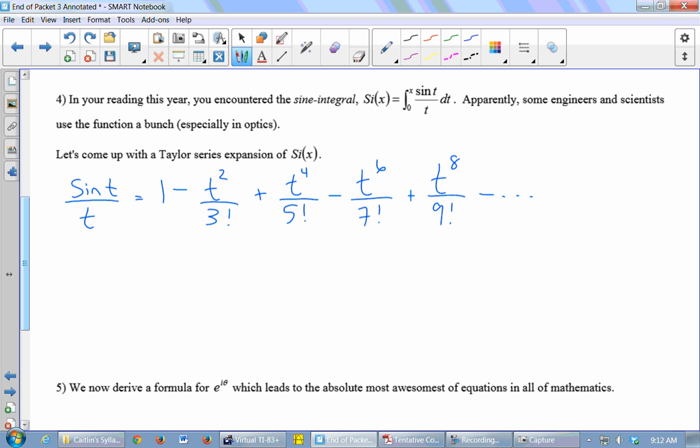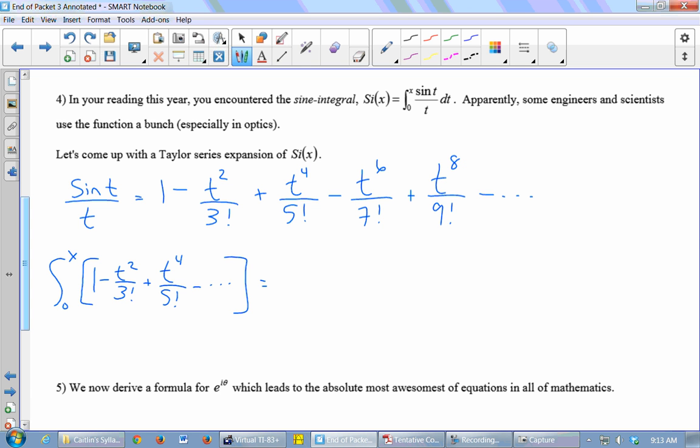Okay, so there's my function for sine t over t. I had it for sine x over x, just replace the x's with t's. So now what I want to do is find psi of x, which means I want to integrate this thing from 0 to x. So the integral from 0 to x of 1 minus... So first I need an antiderivative, then I got to plug in an x, then I got to plug in a 0 and subtract them.